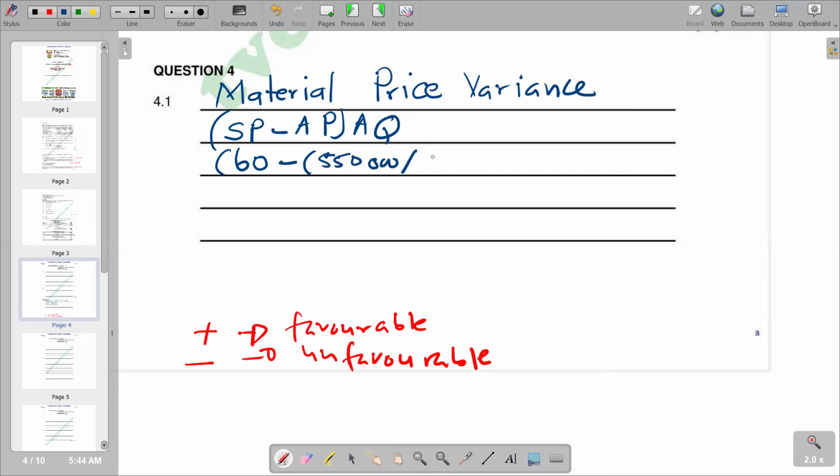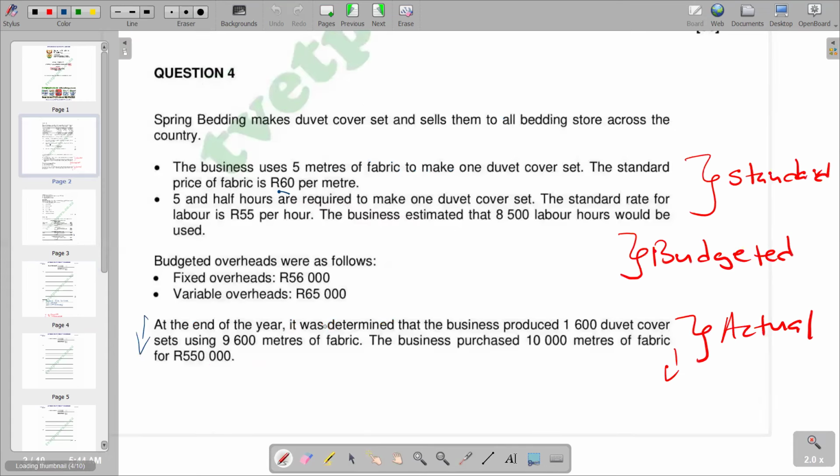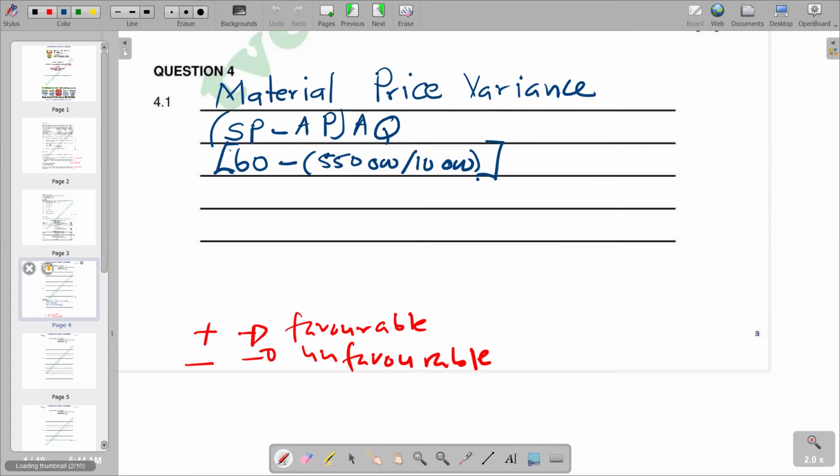And then we divide by 10,000, and then we get the actual. So here you can just indicate it as a small bracket, so that this one becomes a sub bracket. Then the answer that we get, we want to have the actual quantity. So actual quantity, we have already identified to be 10,000 meters. So it means we are multiplying by 10,000.